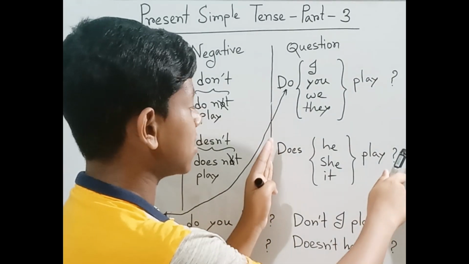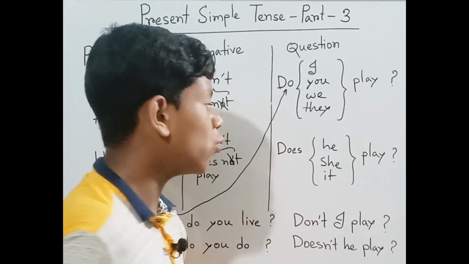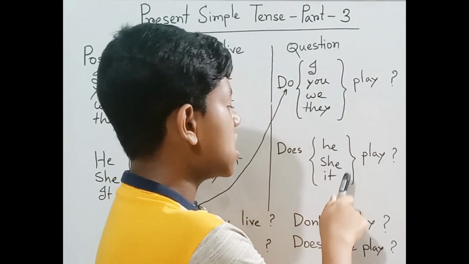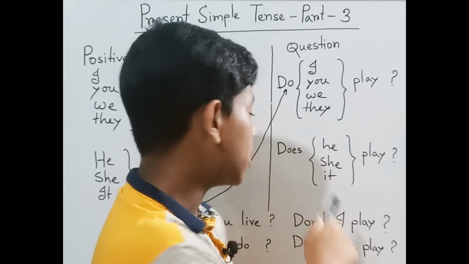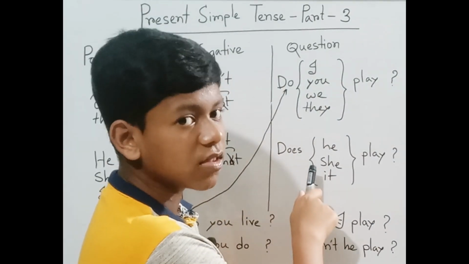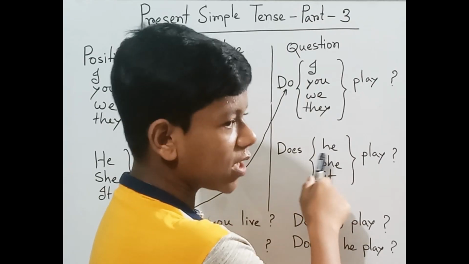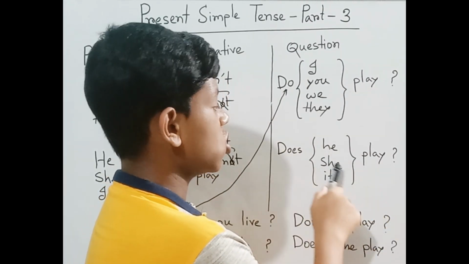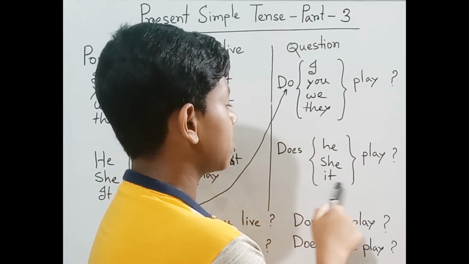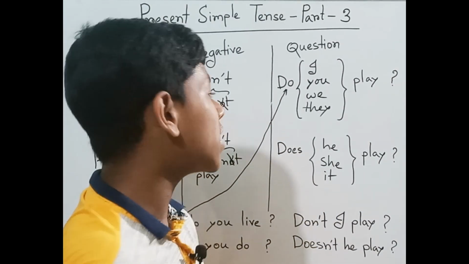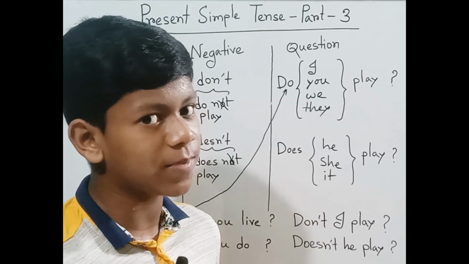Now we will learn does. So when can we use does? We can use does with he, she, or it. So it's also a helping verb. We will put this word does before the subject. So here we can see, does he play? Does she play? Does it play? Okay, so we can practice again, then it will be clear.